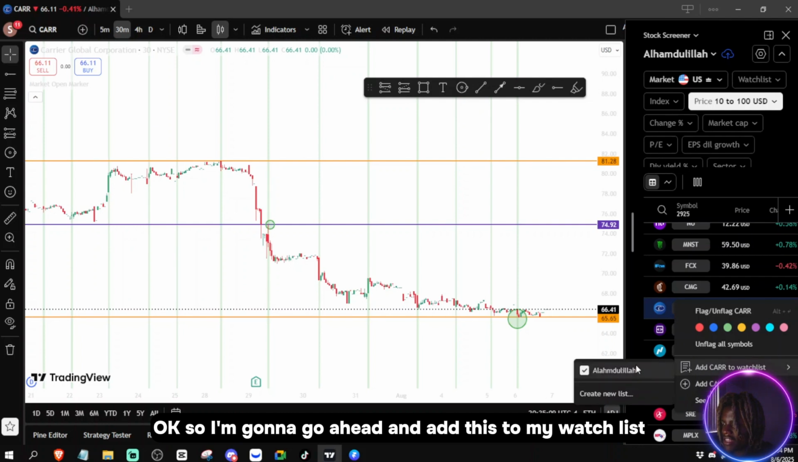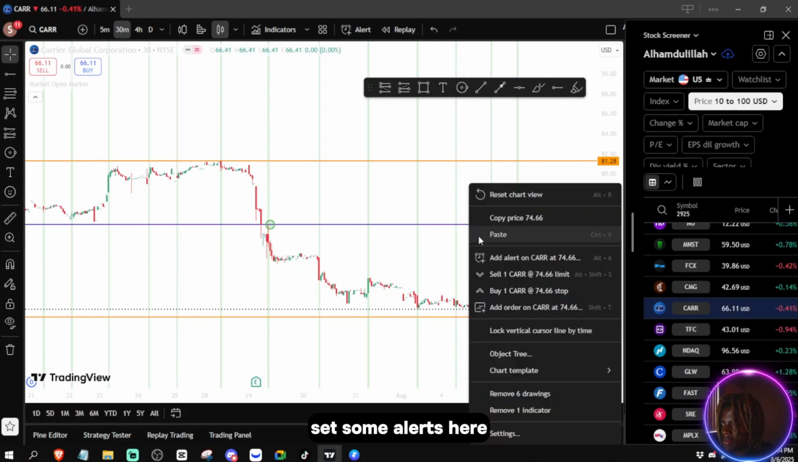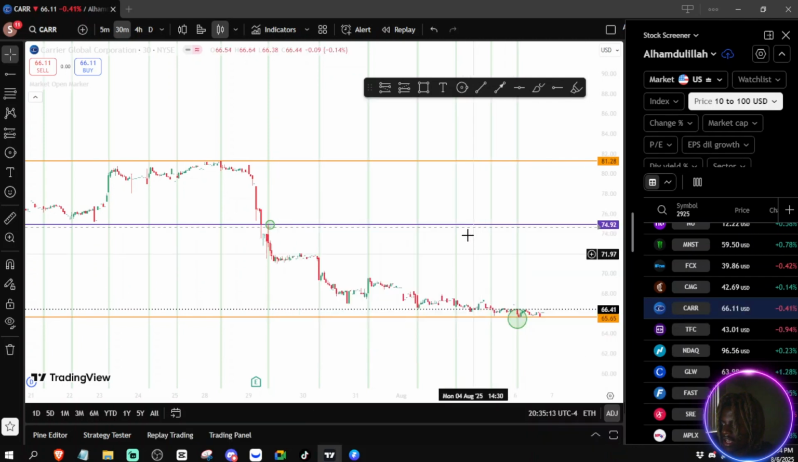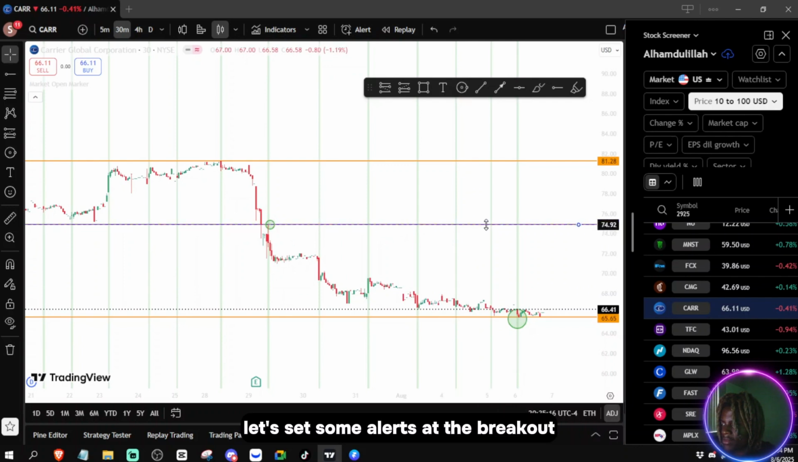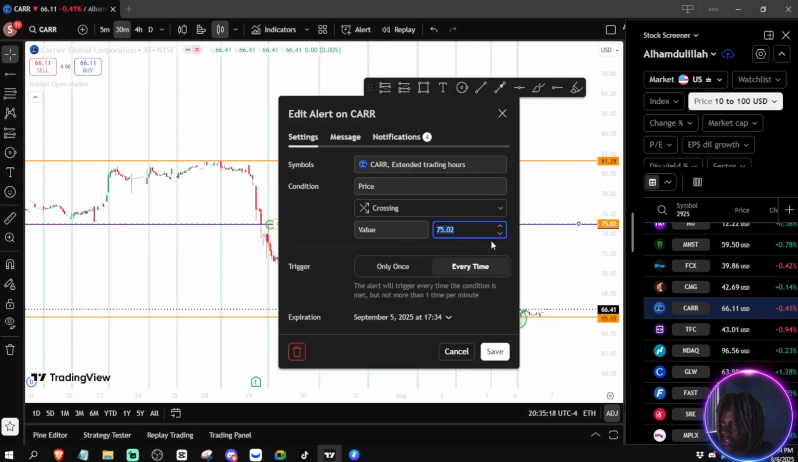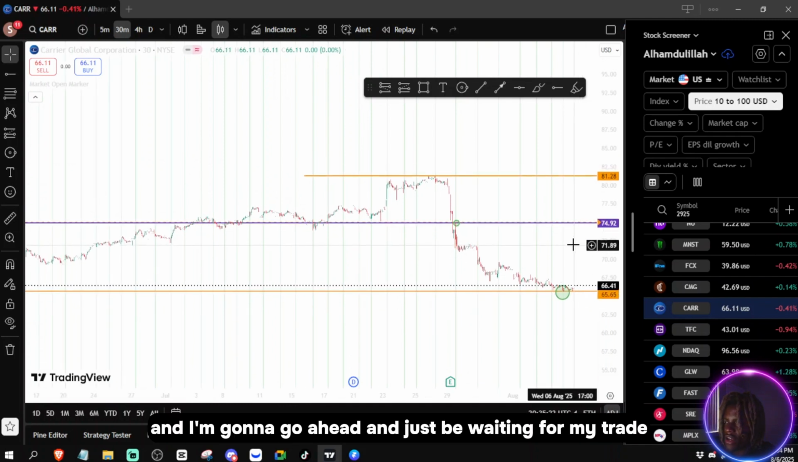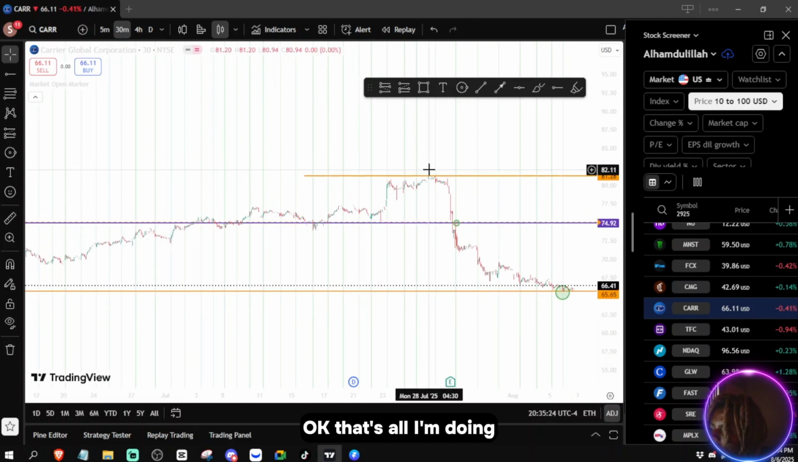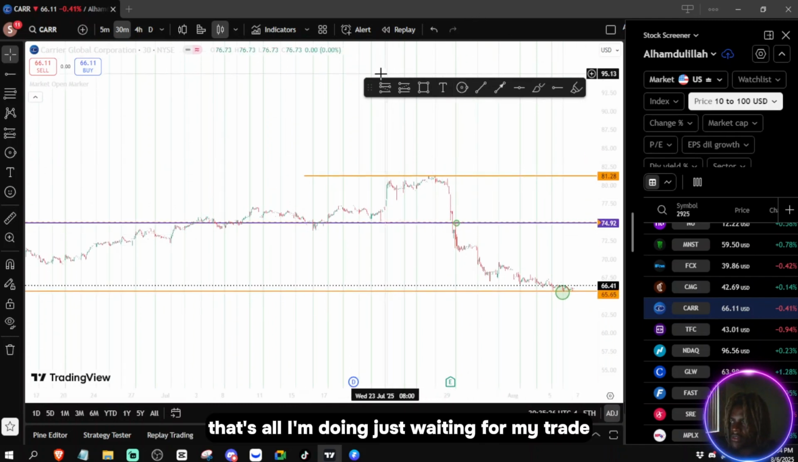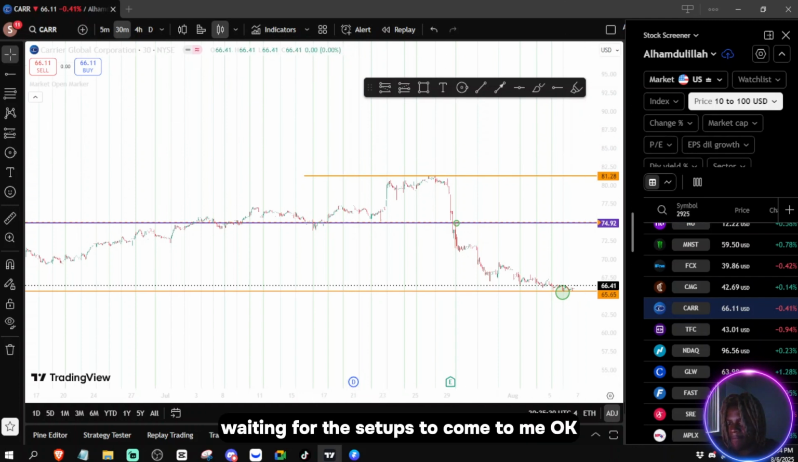Okay, so I'm going to go ahead and add this to my watch list. Set some alerts here. I'm going to set some alerts at the breakout. Okay, every time. And I'm going to go ahead and just be waiting for my trade. That's all I'm doing. Just waiting for my trade, waiting for the setups to come to me.